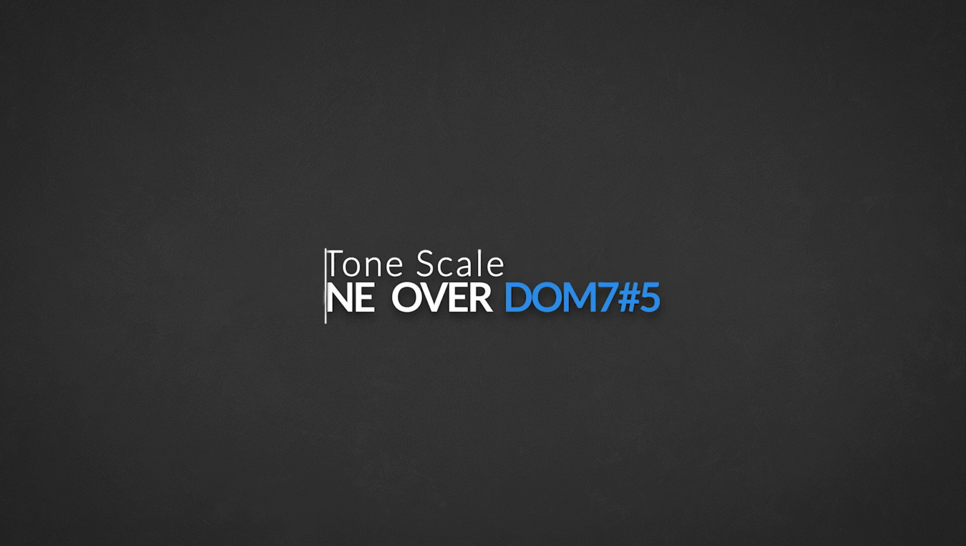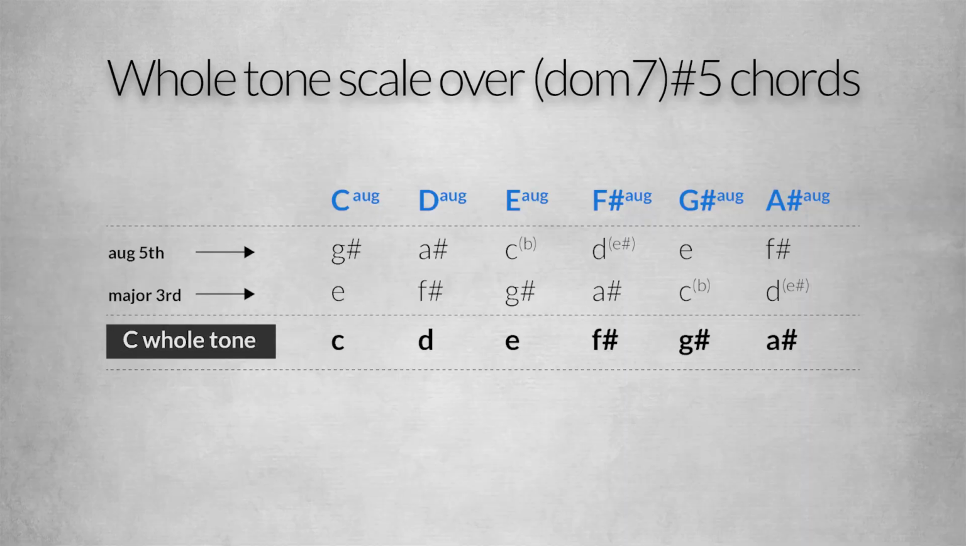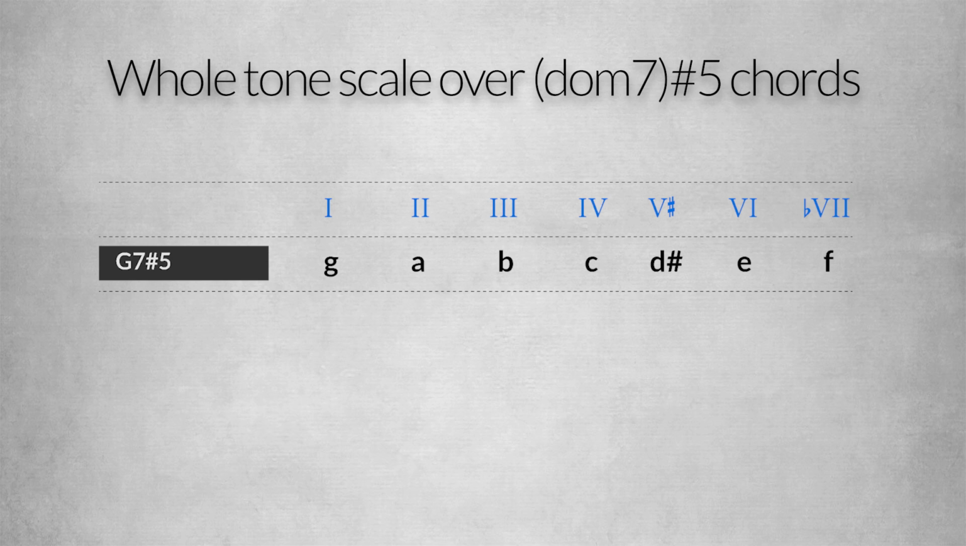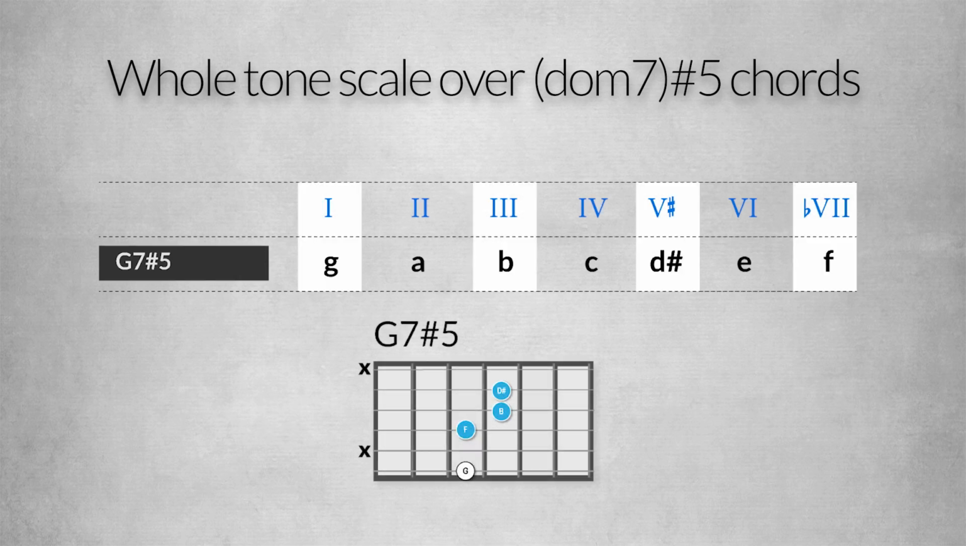Now because the whole tone scale produces 6 augmented chords, one on each note of the scale, it's quite obvious that the scale is suited for playing over any sharp 5 chord. So if we look for instance at the G7 sharp 5 chord, we'll see that the chord is built from the root G, the major 3rd B, the augmented 5th D sharp and the minor 7th F.